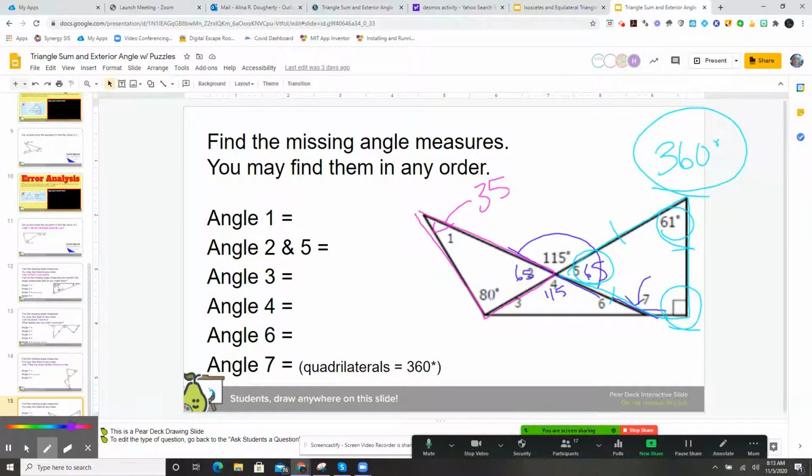So same process, add up the 3 you know and subtract it from 360, or start with 360 and subtract out the 3 that you know. 144, loving it. So if we know 144 and we know 6 and 7 make a straight line, what should 6 plus 7 equal? 180, good guess. So how do I find angle 6?